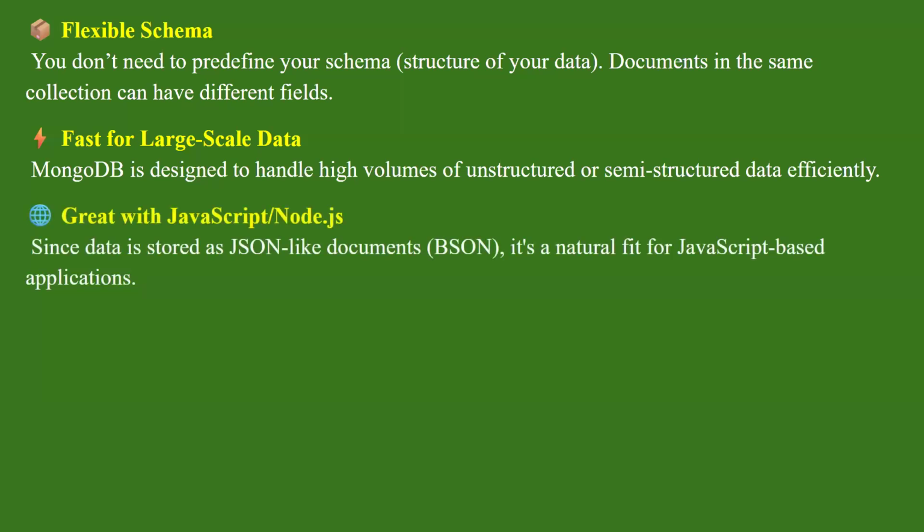Great with JavaScript and Node applications. Any applications where you are dealing with JavaScript, your JavaScript related ecosystem applications, JavaScript full stack applications, there MongoDB is the best option. Why? Because when you are working with JavaScript, everything is an object.